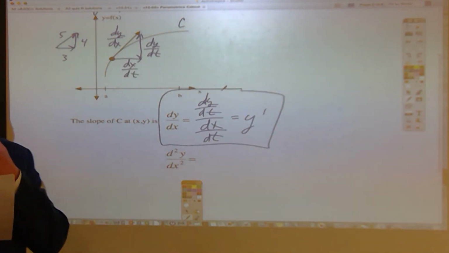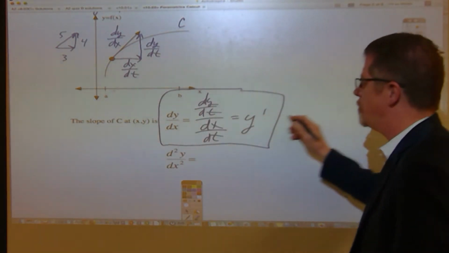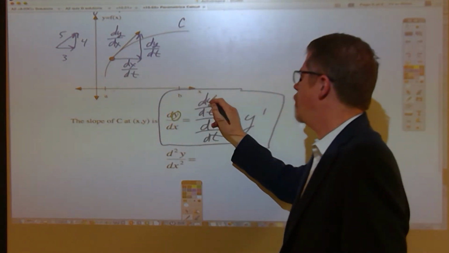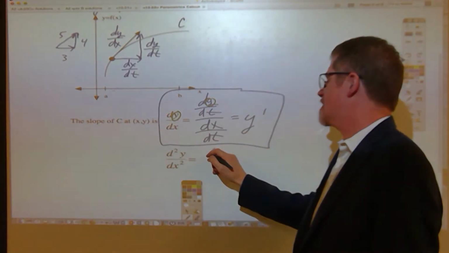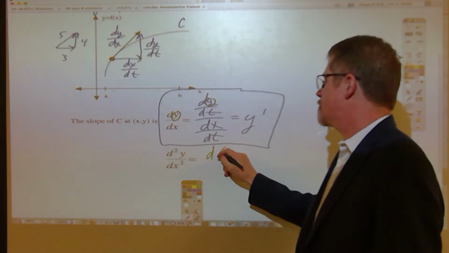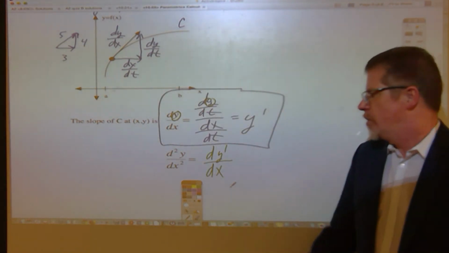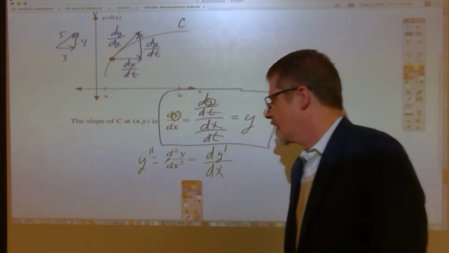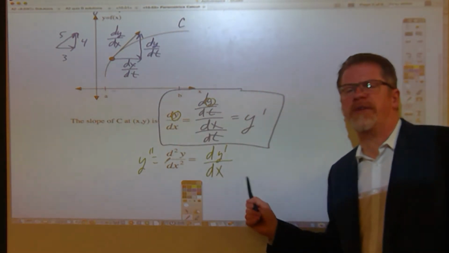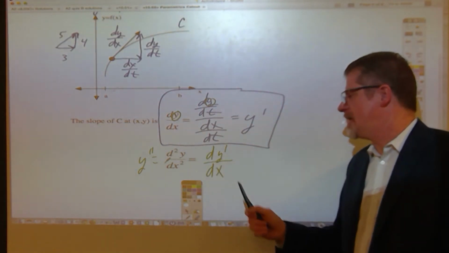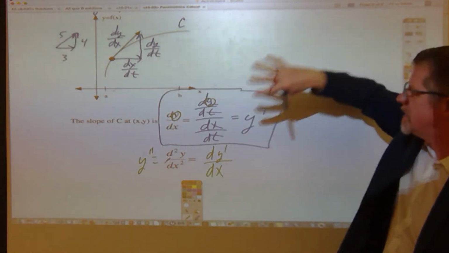On the second derivative, though, you can avoid tripping up if you replace both of the y's with y primes. Because the second derivative of y with respect to x is the first derivative of y prime with respect to x. So y double prime, the second derivative of y with respect to x, is the first derivative of the first derivative. It's dy prime dx.